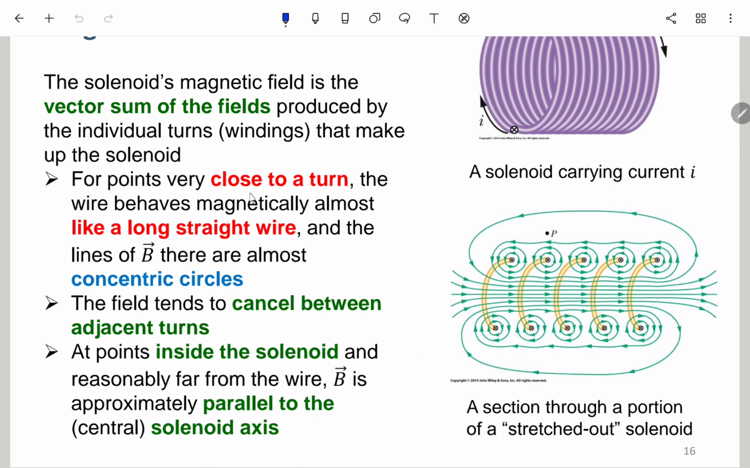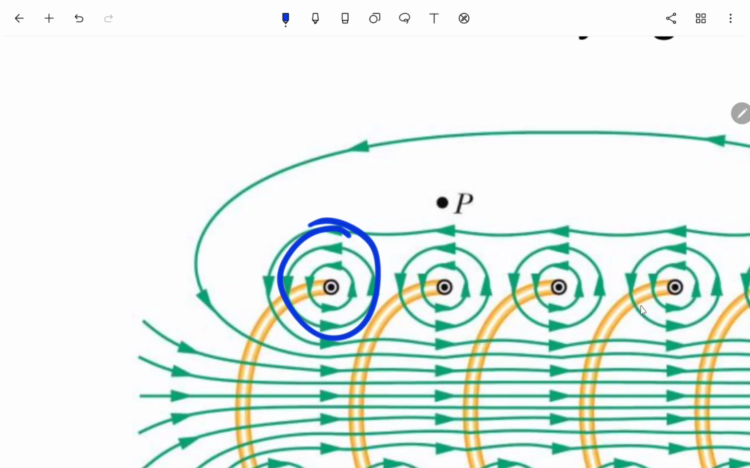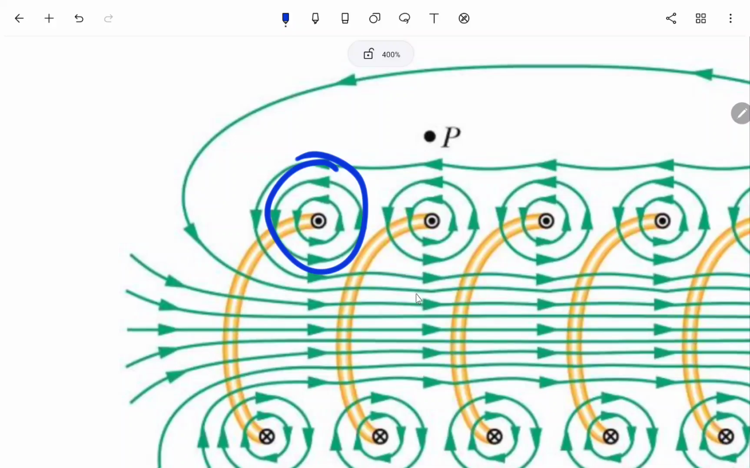So here it says for the point very close to a turn, the wire behaves magnetically almost like a long straight wire, and the line of B there are almost concentric circles. What it means for this part, or the other part here, is that if you just zoom in, ignoring all the other stuff, which means that you are close to the wire, then you will see the B field is like concentric circles around it.